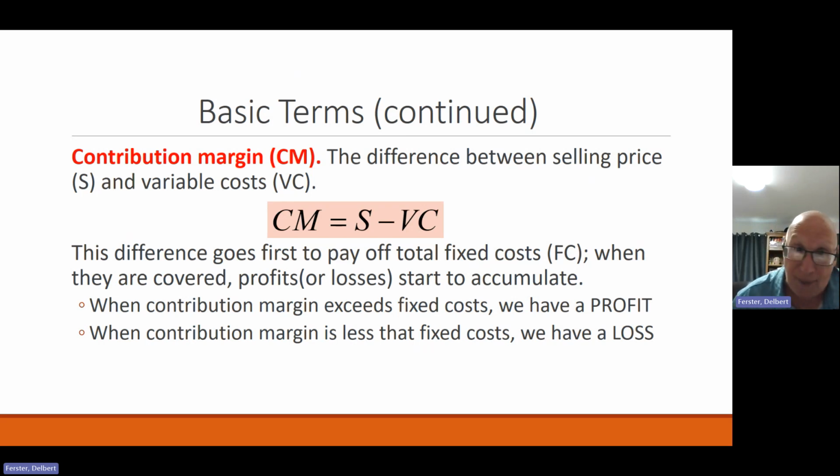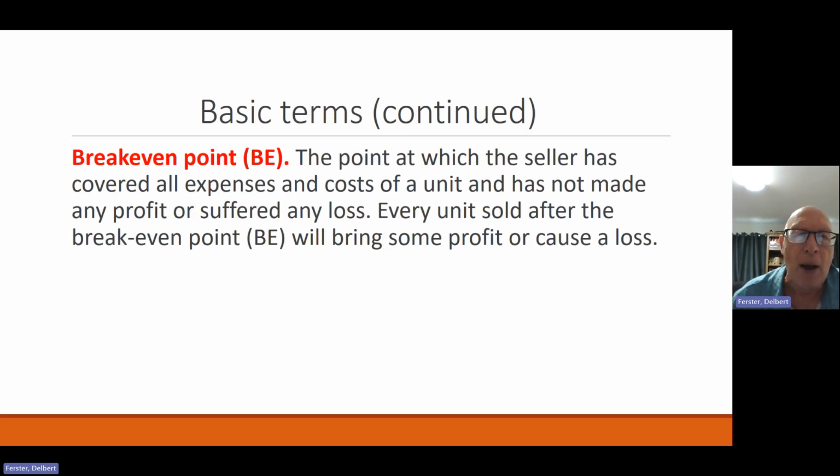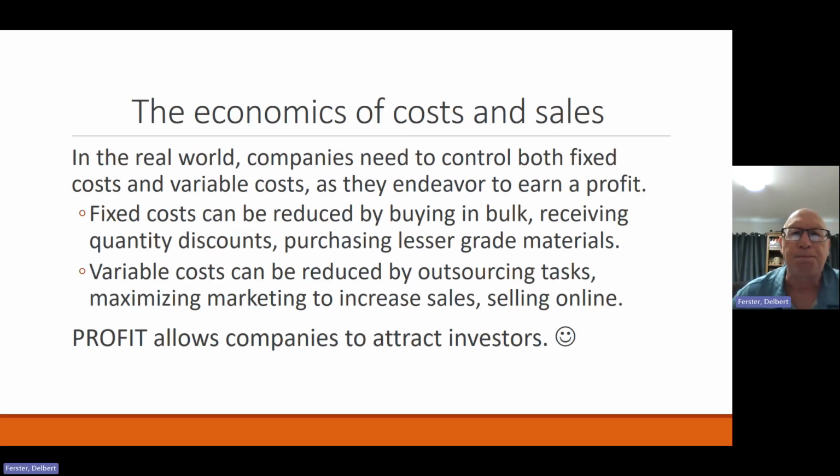If we don't sell enough items, then these contribution margins aren't going to be sufficient to exceed the total fixed costs. And then, as a company, we're going to take a hit. We're going to lose some cash. We'll break even whenever we sell enough so that that contribution margin can offset all of our fixed costs. All right.